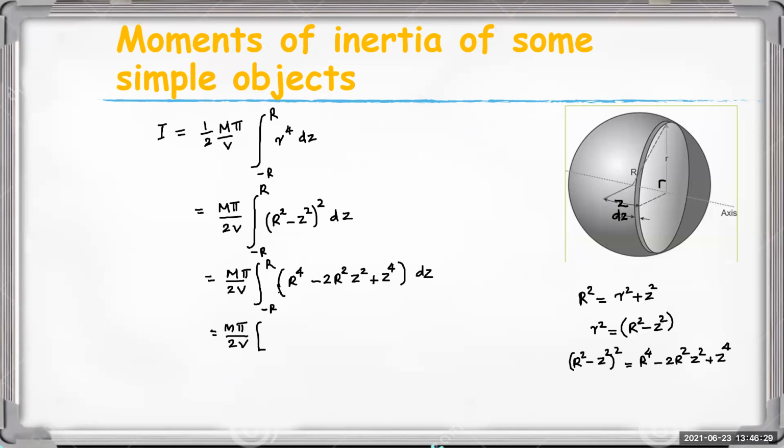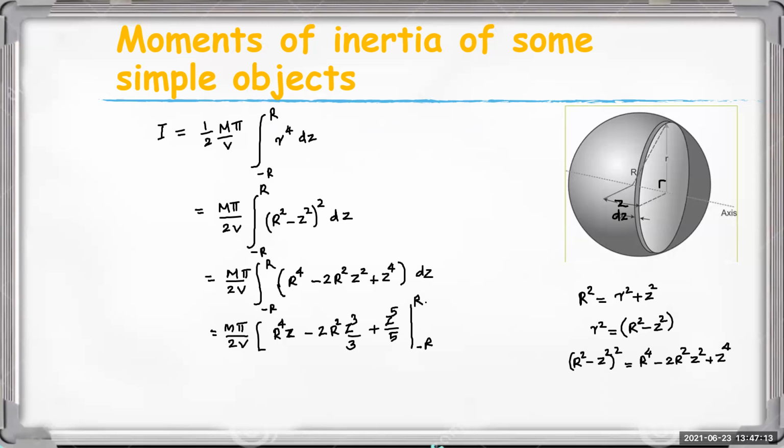Then we integrate all the terms. The first term gives R raised to 4, which is a constant, times z, then minus 2R square z cube divided by 3, next plus z raised to 5 by 5, all the terms in the limit minus R to R.